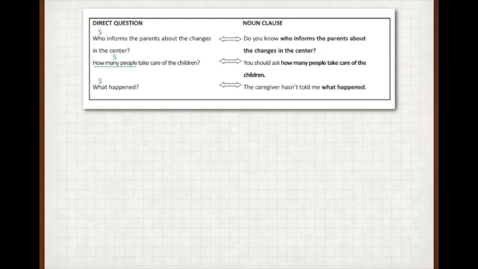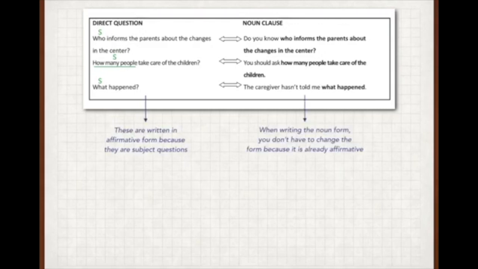Now, obviously, when we take a direct question and we make a noun clause from that direct question, we don't have to change the form because it is already affirmative. These are written in affirmative form because they're subject questions. And the noun clause, as you can see, you don't have to change the form because it's already affirmative.